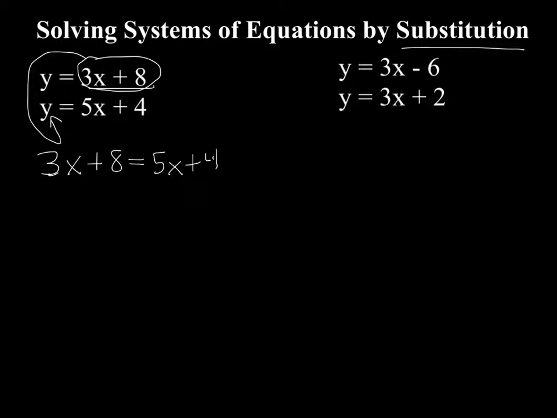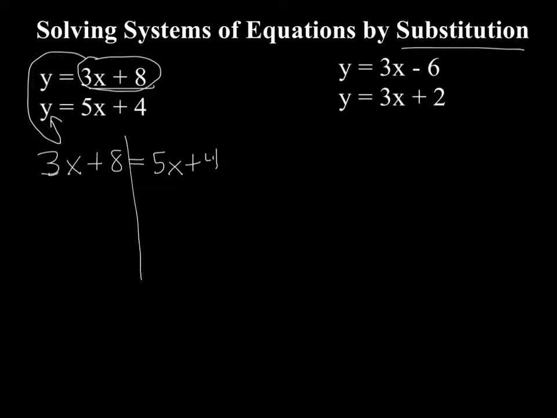And we can do this because the properties of equality say that when those two graphs cross, this y and this y are going to be the same value. So if this y and this y are the same, and this y says that it's 3x plus 8, then this y should also be 3x plus 8 when it's the same value there. So we set the two equations equal.